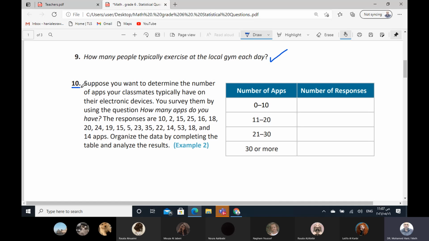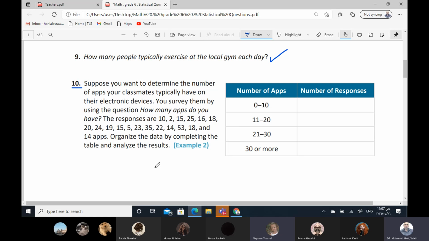Who can read exercise number 10, please? Nagam, can I read it? Okay, now start, please.